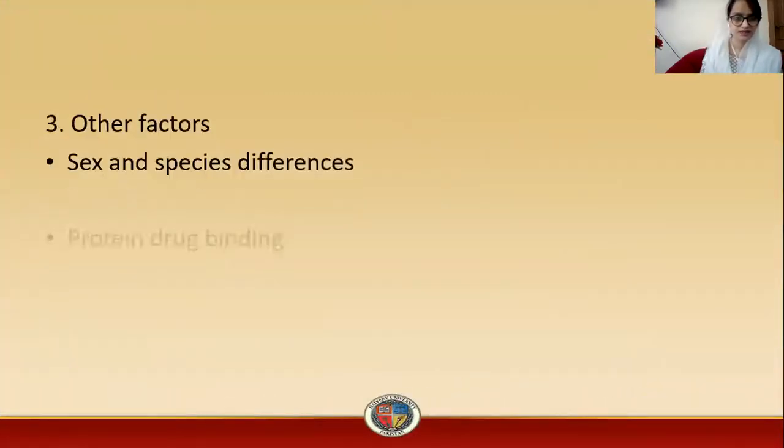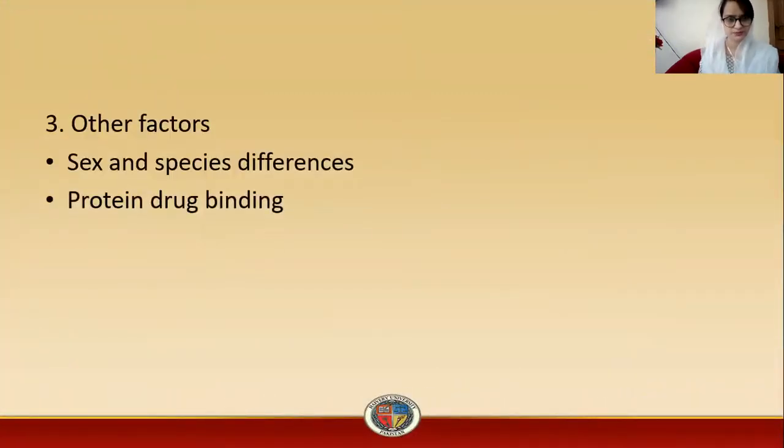Then come other factors such as sex and species difference. The elimination of drug, or you can say the secretion of bile, differs in different species or in different sex. For example, it is different in male and female.